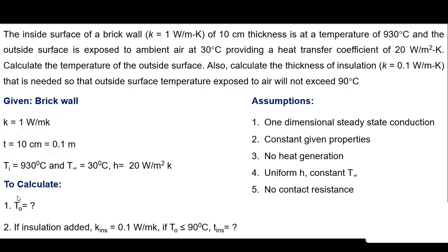And what are we expected to calculate? In the first case, we are expected to calculate the outside temperature of the wall. In the second case, if the outside temperature is to be kept at 90 degrees Celsius, what should be the thickness of insulation if the conductivity value of that insulation is 0.1 watt per meter Kelvin. So these simple things we have to calculate.